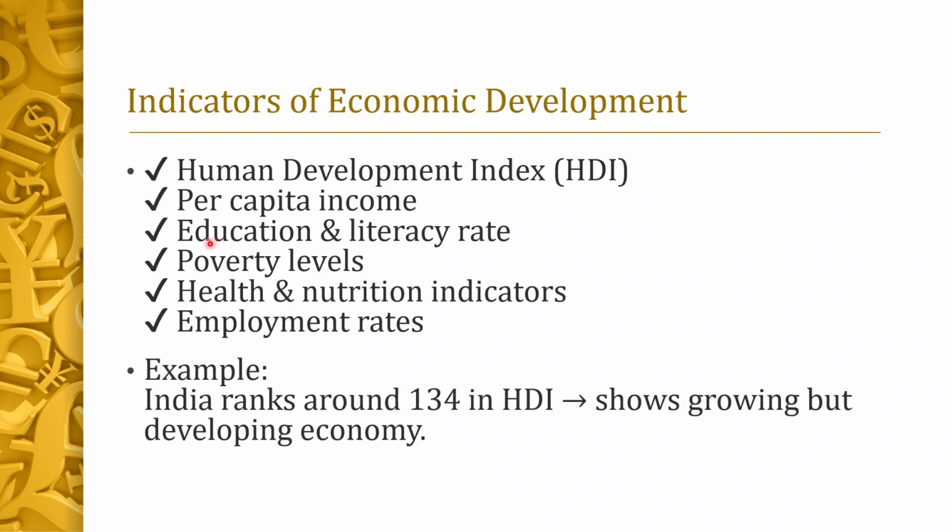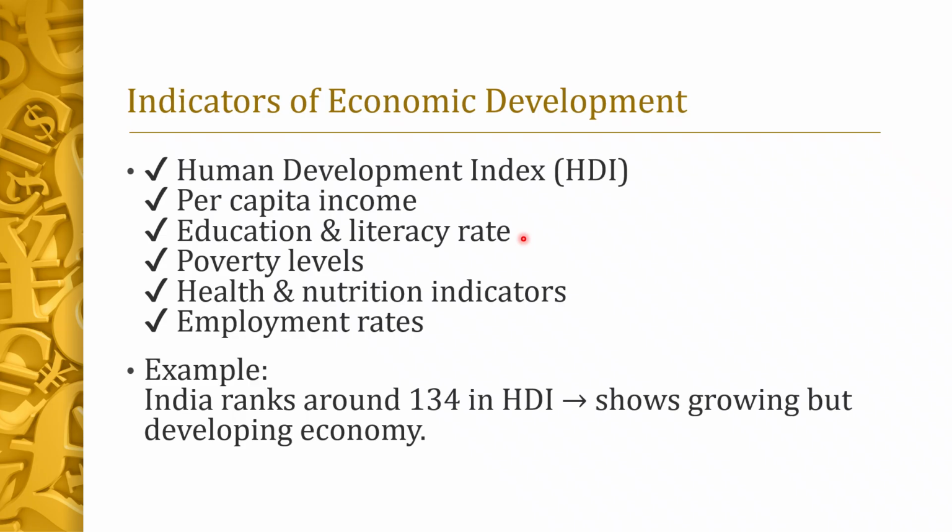The next indicator is per capita income. This shows the average income per person. So a higher per capita income generally means better living standards. For example, countries like the USA and Canada have high per capita income. The third one is education and literacy rate. Again, higher literacy means better job opportunities and therefore higher productivity. For example, Kerala and Himachal Pradesh in India have high literacy, so they contribute to better social development.